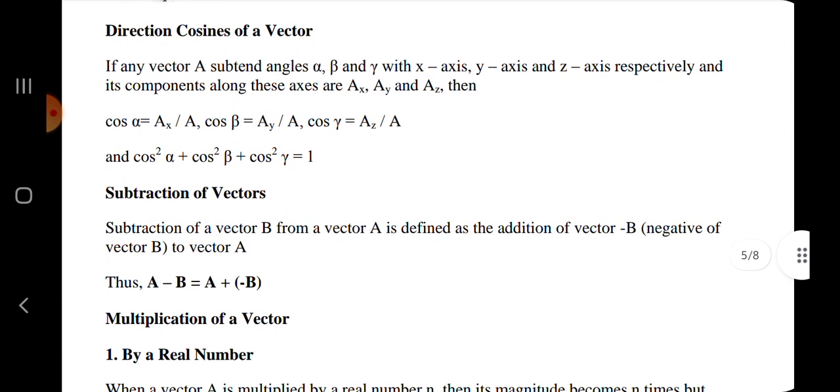Then direction cosines of a vector. If any vector A subtends angles alpha, beta and gamma with the x-axis, y-axis and z-axis respectively, and its components along these axes are ax, ay and az, then cos alpha is equal to ax upon A, cos beta would be ay upon A, and cos gamma would be az upon A. Similarly, cos square alpha plus cos square beta plus cos square gamma is equal to 1.